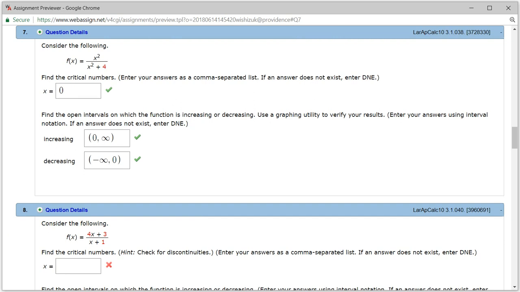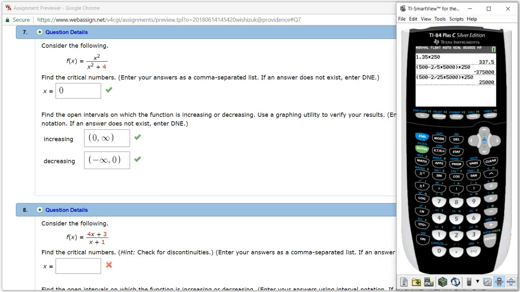If you want to sketch this graph, let's bring out the calculator. I'm going to erase this. So we have x squared divided by, in parentheses, x squared plus 4. Hit enter, and then hit graph. Then we might be able to see the picture. It looks like that. If you zoom in a little bit, you can see it better.